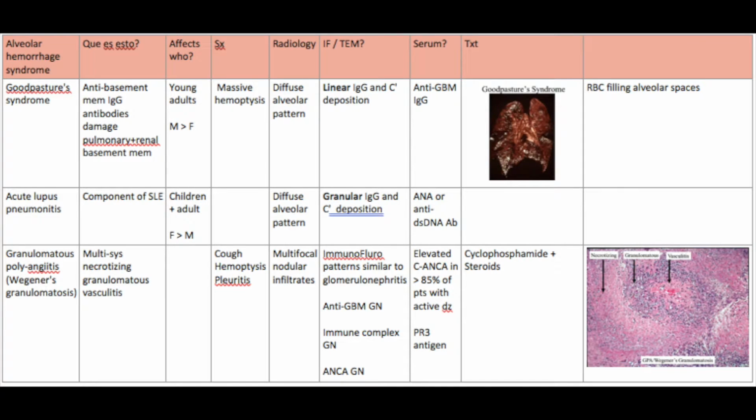So next, we're going to go on to discuss some alveolar hemorrhage syndromes, and I'm going to deviate a little bit from the chart over here and just go from Goodpasture syndrome to granulomatosis with polyangiitis, and then to acute lupus pneumonitis. So if you guys are following along on the chart, I'll be going in that order instead. Sorry for the chart being a little bit off from how I wanted to discuss this. So first, we'll talk about Goodpasture syndrome. Goodpasture syndrome, basically think glomerulonephritis plus pulmonary hemorrhage, okay?